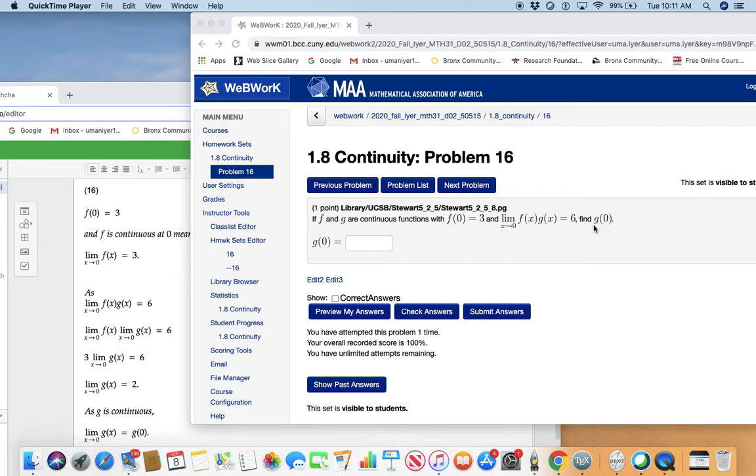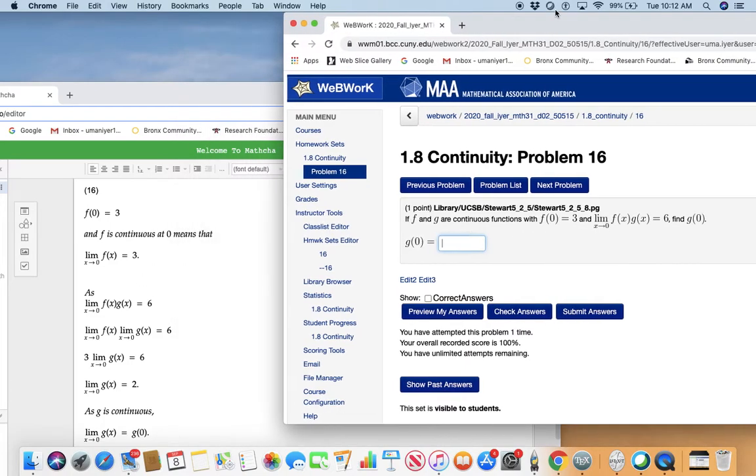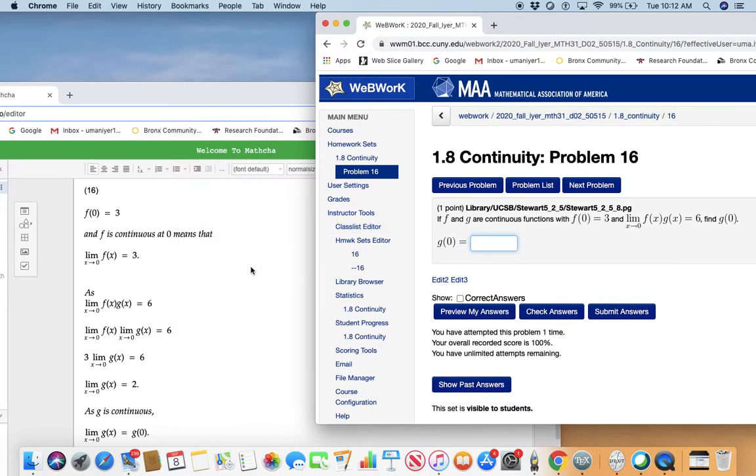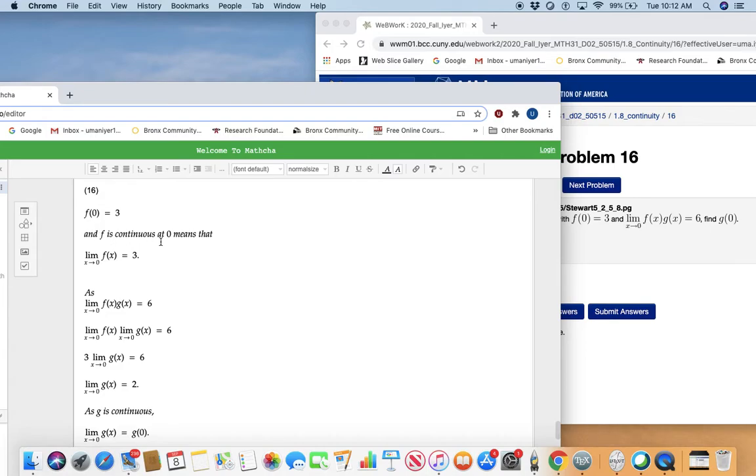Alright, so notice if f and g are continuous, what does it mean? The limit as x approaches 0 of f(x) should be the value at 0. Likewise, the limit as x approaches 0 of g(x) must be the value of g(0). So, we know that the value of f at 0 is 3 and we know that f is continuous. So the limit as x approaches 0 of f(x) has to be the same as the value, that is 3.